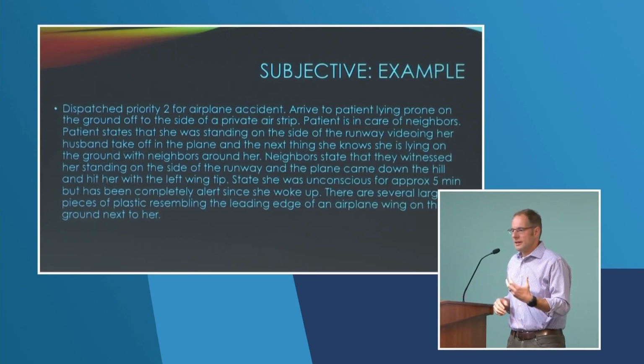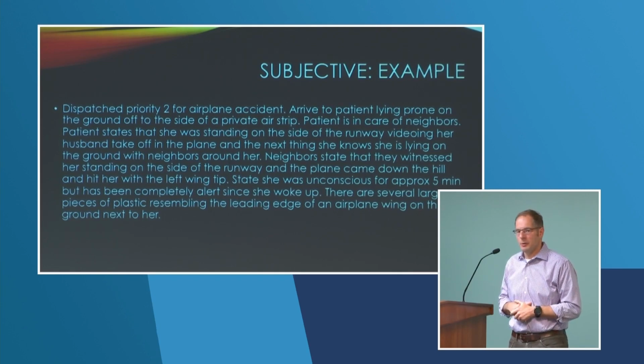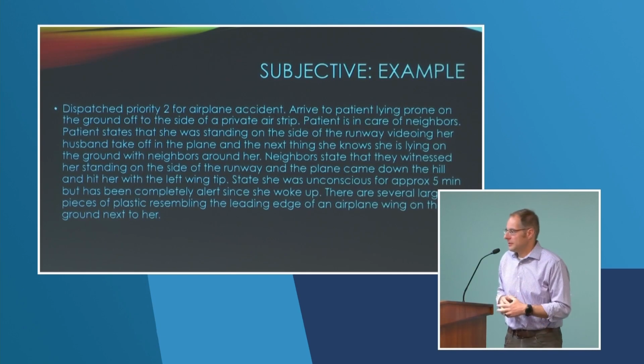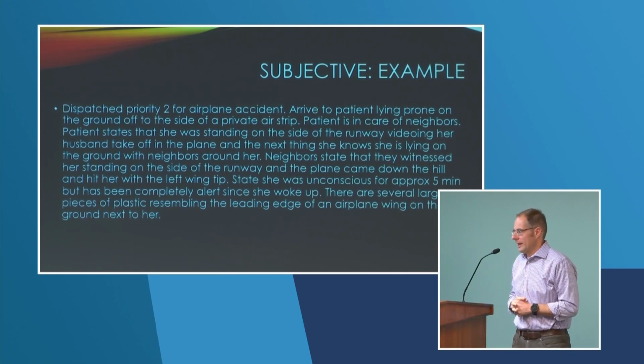So here's an example. I'm going to go ahead and read it out loud. I thought this was an example that we pulled of some really excellent subjective documentation. Dispatch priority 2 for airplane accident. Arrived to patient lying prone on the ground off to the side of a private airstrip. Patient is in the care of neighbors. Patient states that she was standing on the side of the runway, videoing her husband take off in the plane, and the next thing she knows, she's lying on the ground with her neighbors around her.